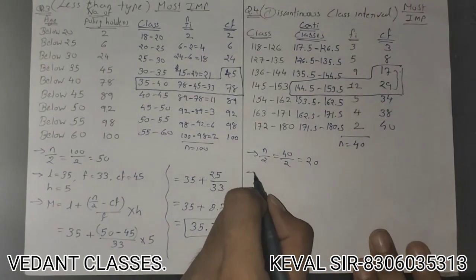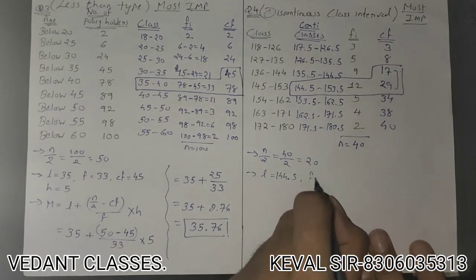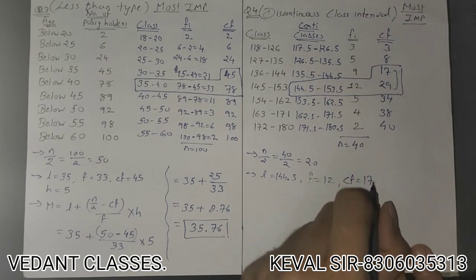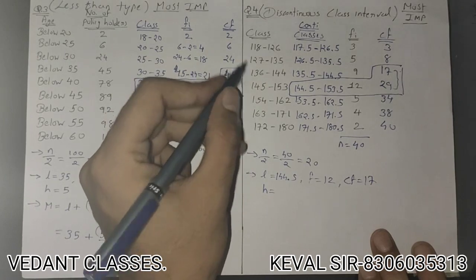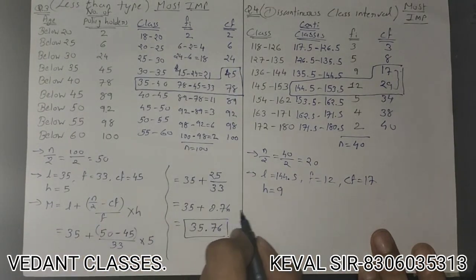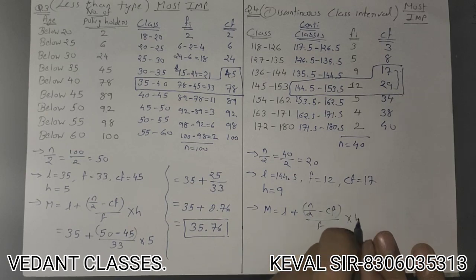Okay, now let's note down all the values. L is 144.5, frequency is 12, the value of CF will be 17, and you can determine the value of h, that will be 9. Okay, so now let's calculate. M is equal to L plus n by 2 minus CF upon f into h.